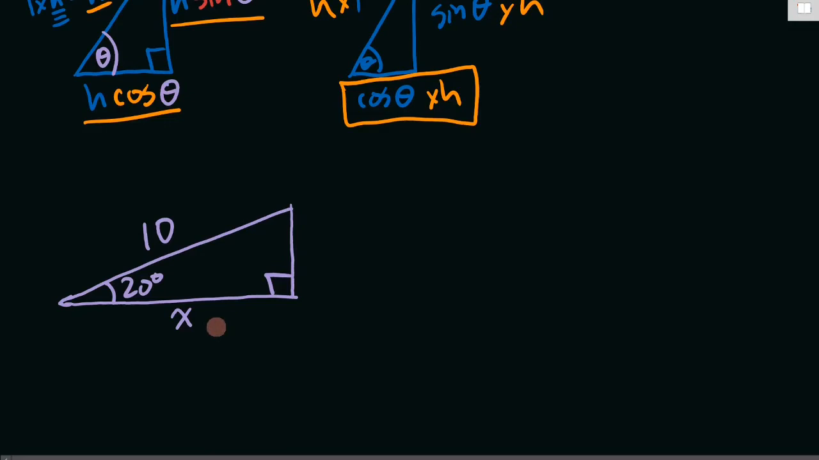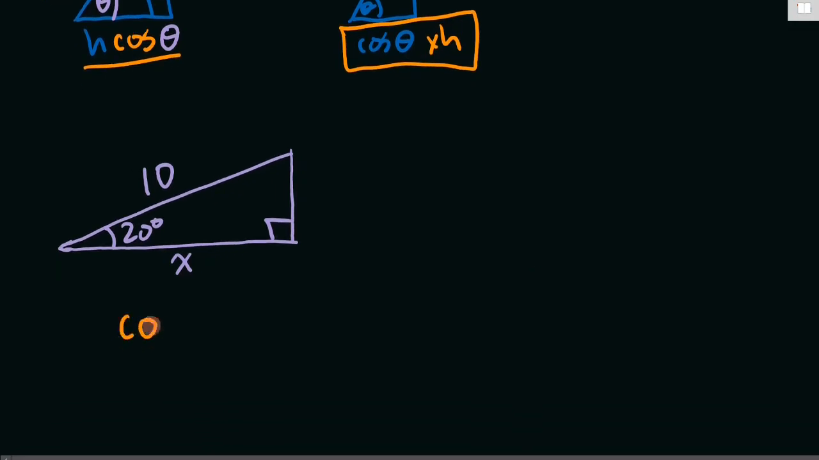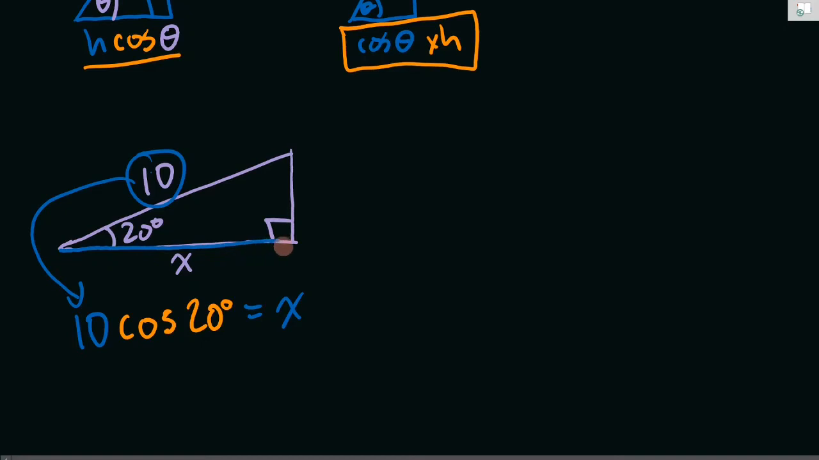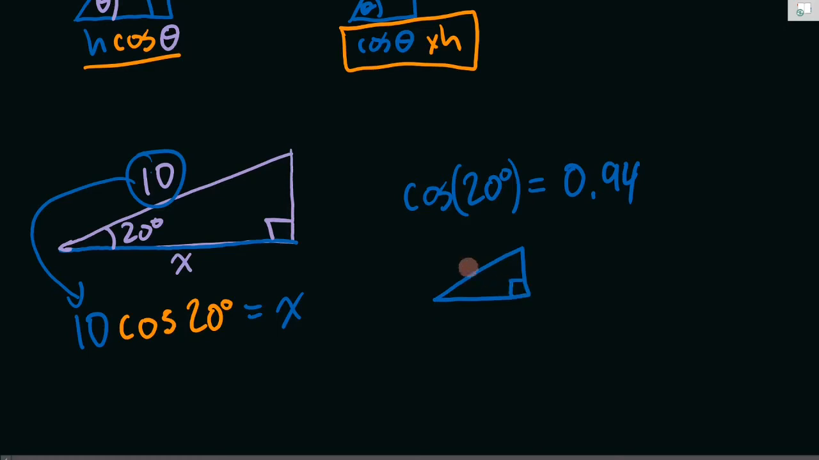So what does this mean? This means that cosine of our angle, scaled by our hypotenuse, is the adjacent side of our triangle. So this is our adjacent side of our triangle. In a 20-degree triangle, cos of 20 degrees is 0.94. So that means that in a unit triangle with 20 degrees, the horizontal bit is 0.94.